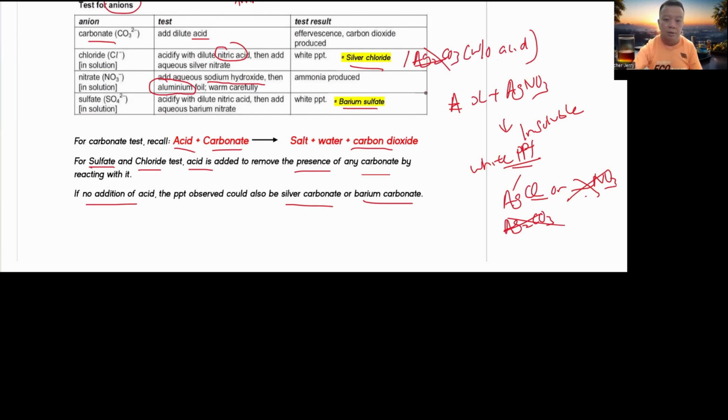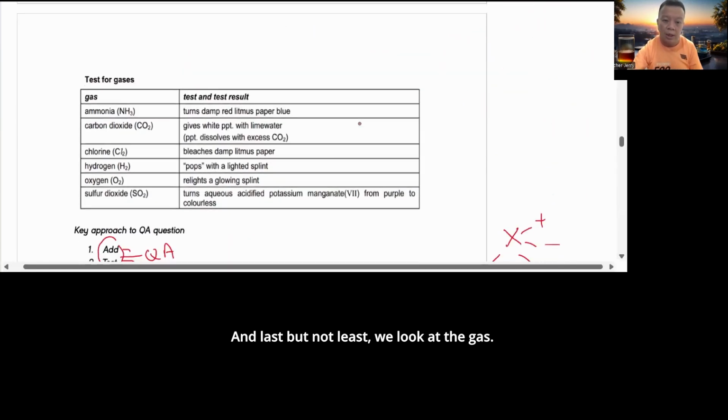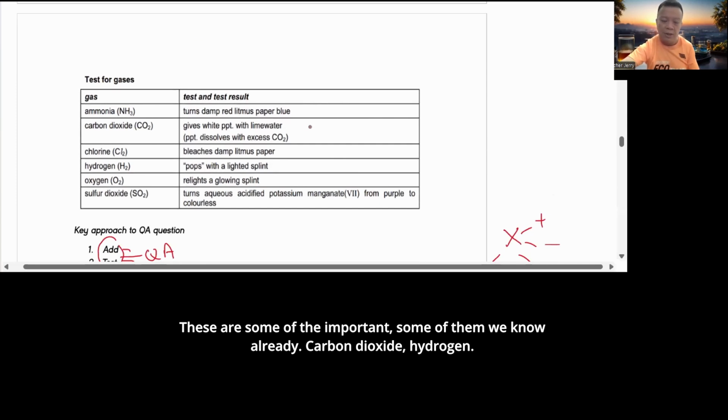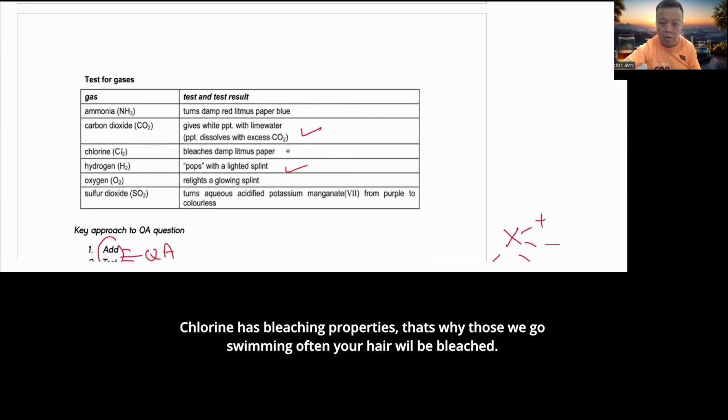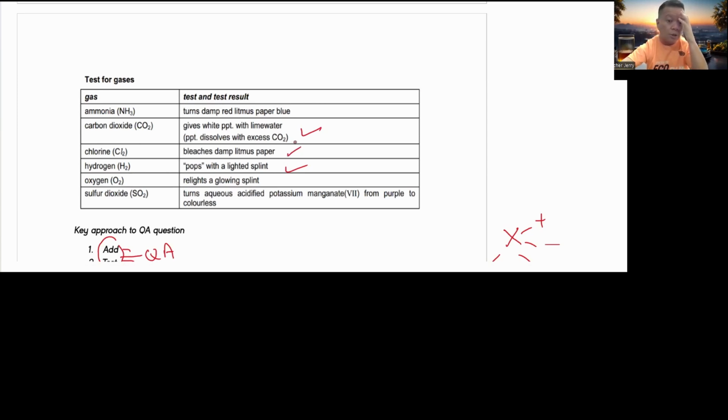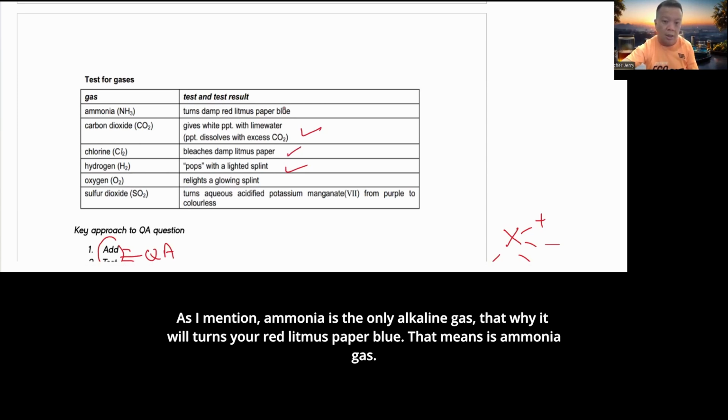Okay, and last but not least, we look at the gas. Some of these we already know. Carbon dioxide, hydrogen. Chlorine has bleaching properties. That's why for those who go swimming often, your hair will be bleached. And as I mentioned, ammonia is the only alkaline gas. That's why it will turn your red litmus paper blue.